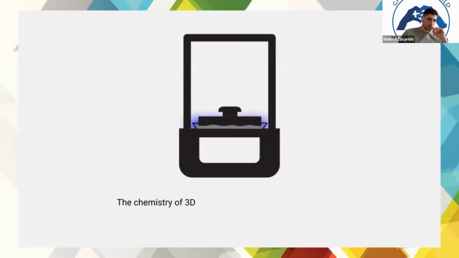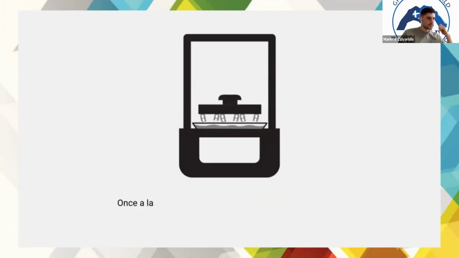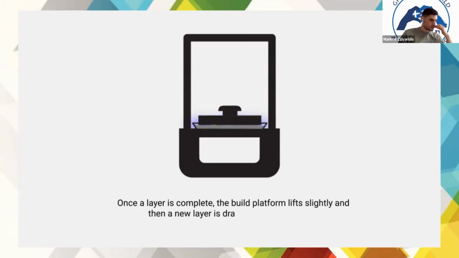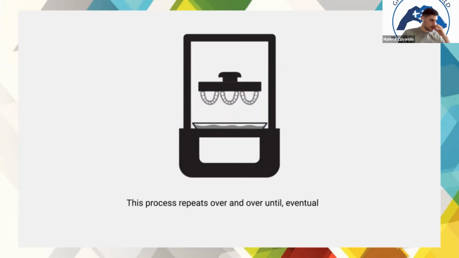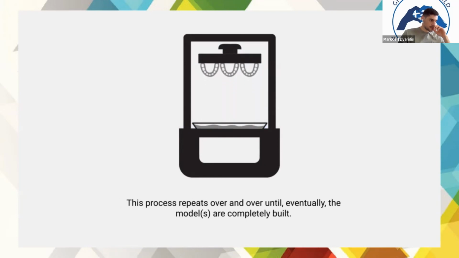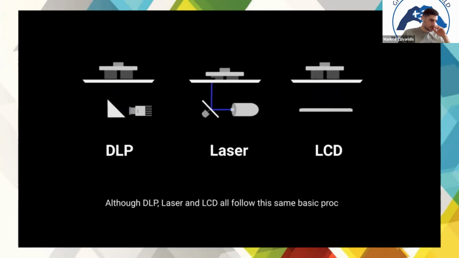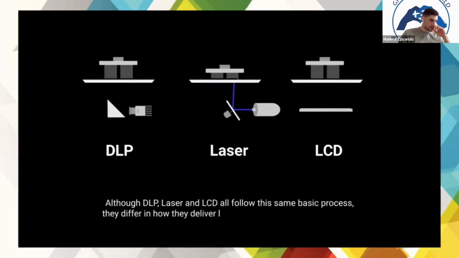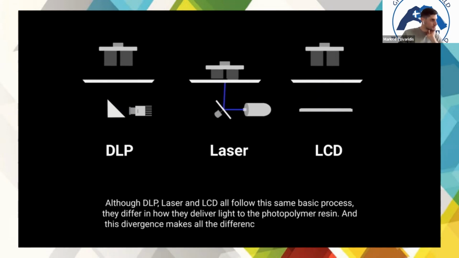The chemistry of 3D printing resins means that each printed layer sticks to the build platform, but not to the resin tank. Once a layer is complete, the build platform lifts slightly and then a new layer is drawn atop the previous. This process repeats over and over until eventually the models are completely built. Although DLP, laser, and LCD all follow the same basic process, they differ in how they deliver light to the photopolymer resin, and this divergence makes all the difference. Let's take a closer look.